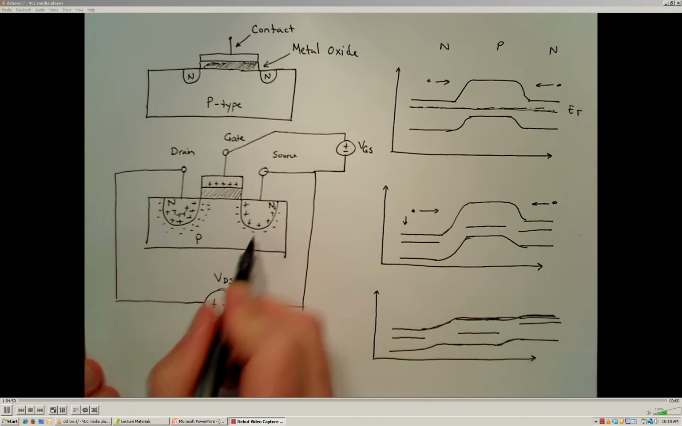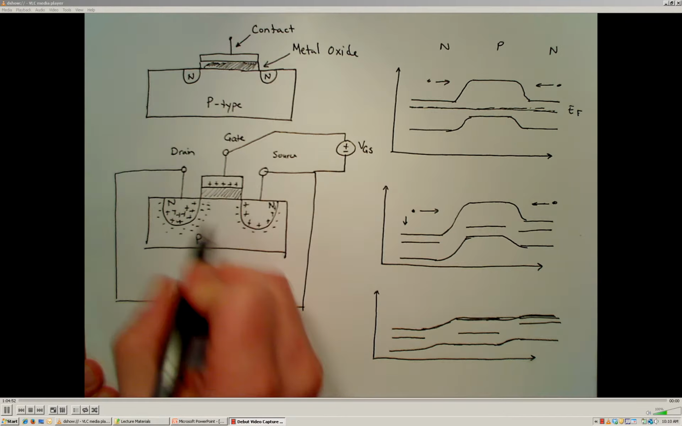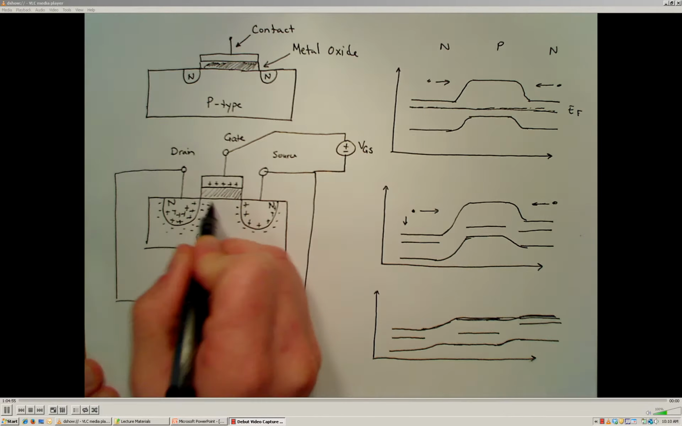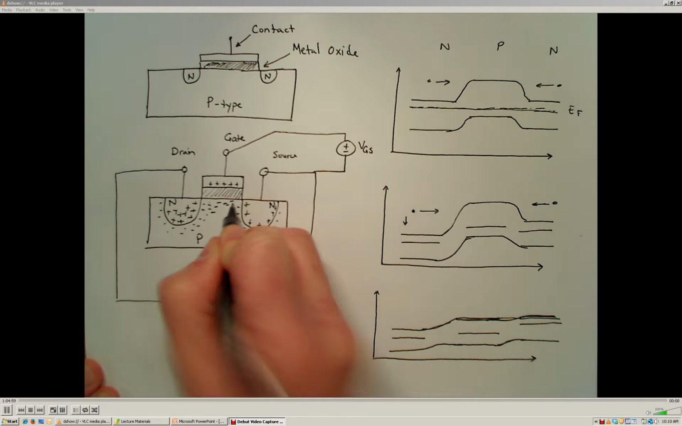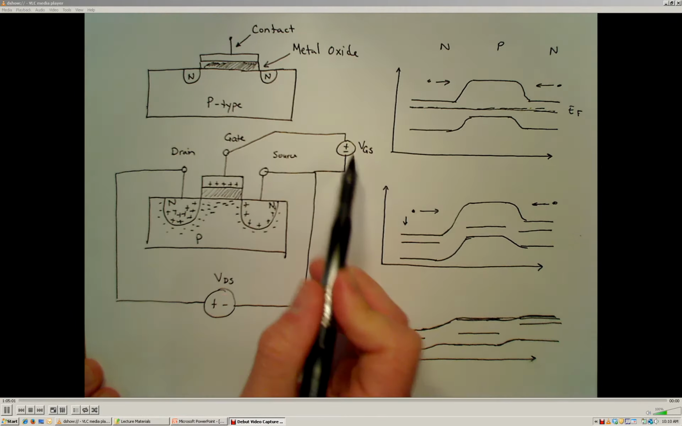So some of the charges that are available, the excess negative charges here, are going to migrate towards this interface as we apply a potential across the gate.